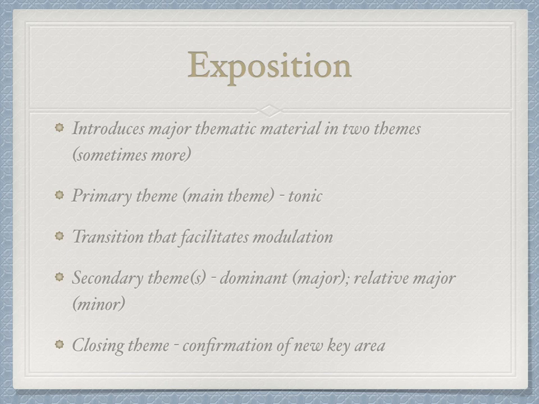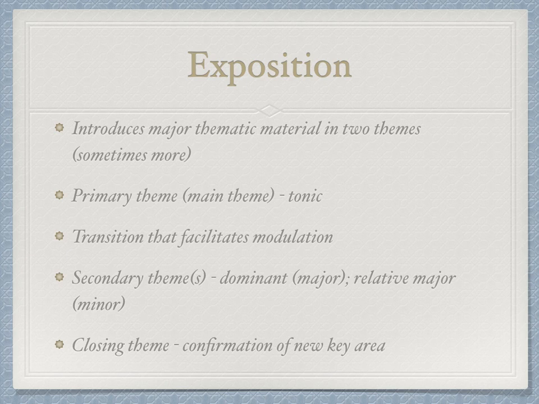Let's get a little more specific about each of the larger sections. The exposition has a few themes which have specific function and key areas. The primary theme, or the main theme, is at the beginning of the piece and is in the original tonic key area. Then, a transition section facilitates a modulation to the secondary theme key area, which is generally the dominant if you've begun in major mode, and the relative major if you've begun in minor mode.